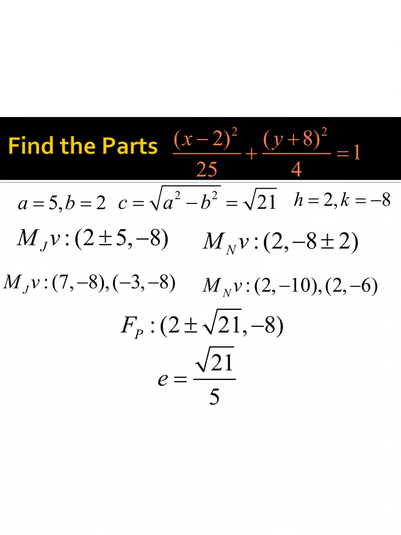The other two things that I could identify would be my major axis and my minor axis. So my major axis would simply be y is equal to negative 8, and then your minor axis would be x is equal to 2.